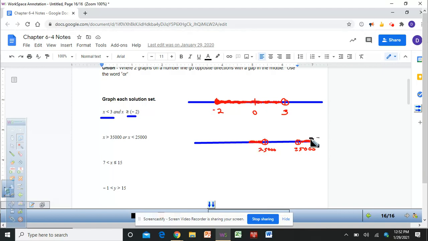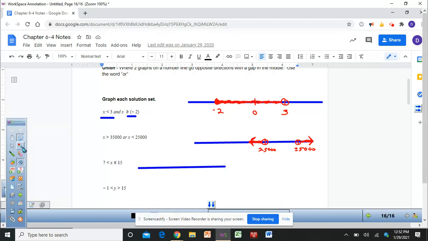If you notice, these two graphs are never going to run into each other. So this is a type of graph you're going to see today. They're going to combine, they're going to overlap each other, they're going to go opposite directions. That's fine. Okay, same thing on the next one.